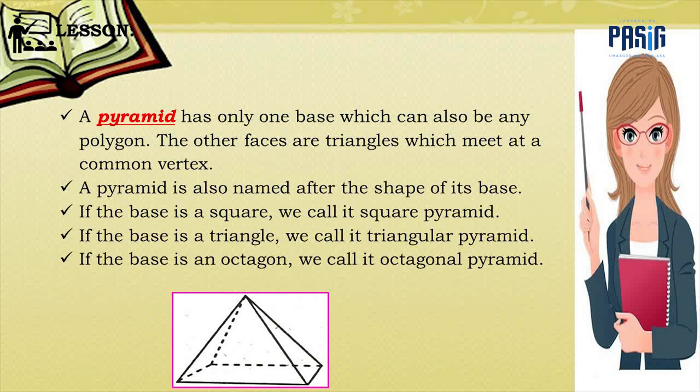If the base is a square, we call it a square pyramid. If the base is a triangle, we call it triangular pyramid. If the base is an octagon, we call it octagonal pyramid. Now, what can you see about the figure below? That is a rectangular pyramid.